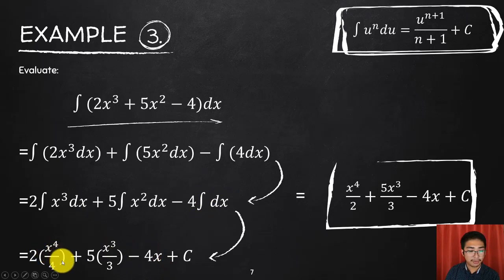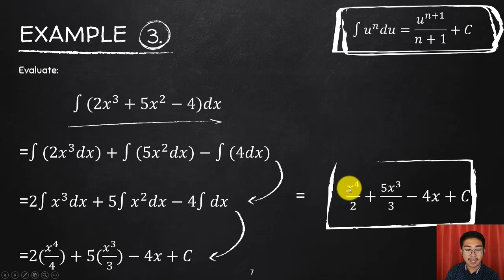Now you can simplify further. So 2 over 4, that is 1/2. This becomes x raised to 4 over 2. Then plus 5 over 3. Unfortunately, there is no fraction simpler than 5/3. So you retain 5/3. And then minus 4x. Of course, do not forget plus c, the constant of integration.